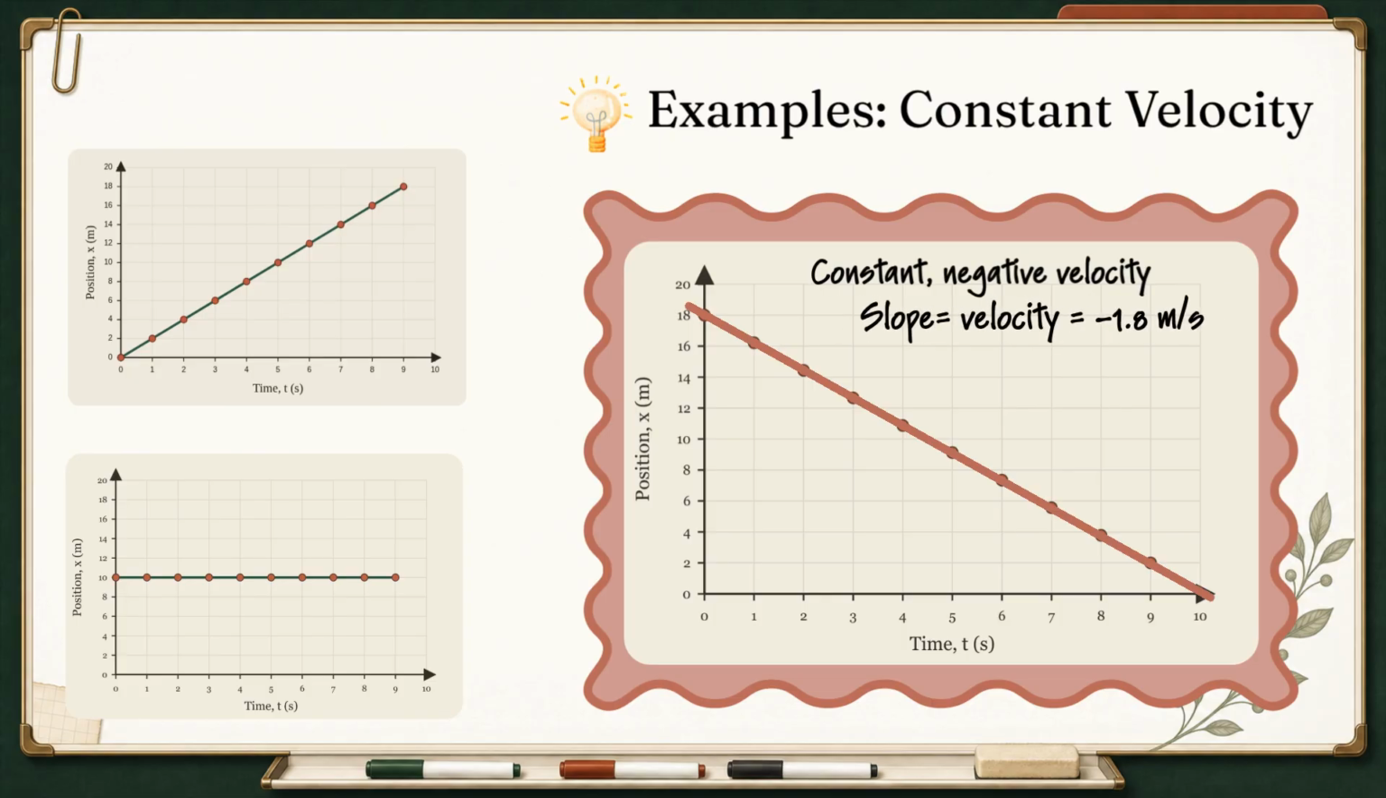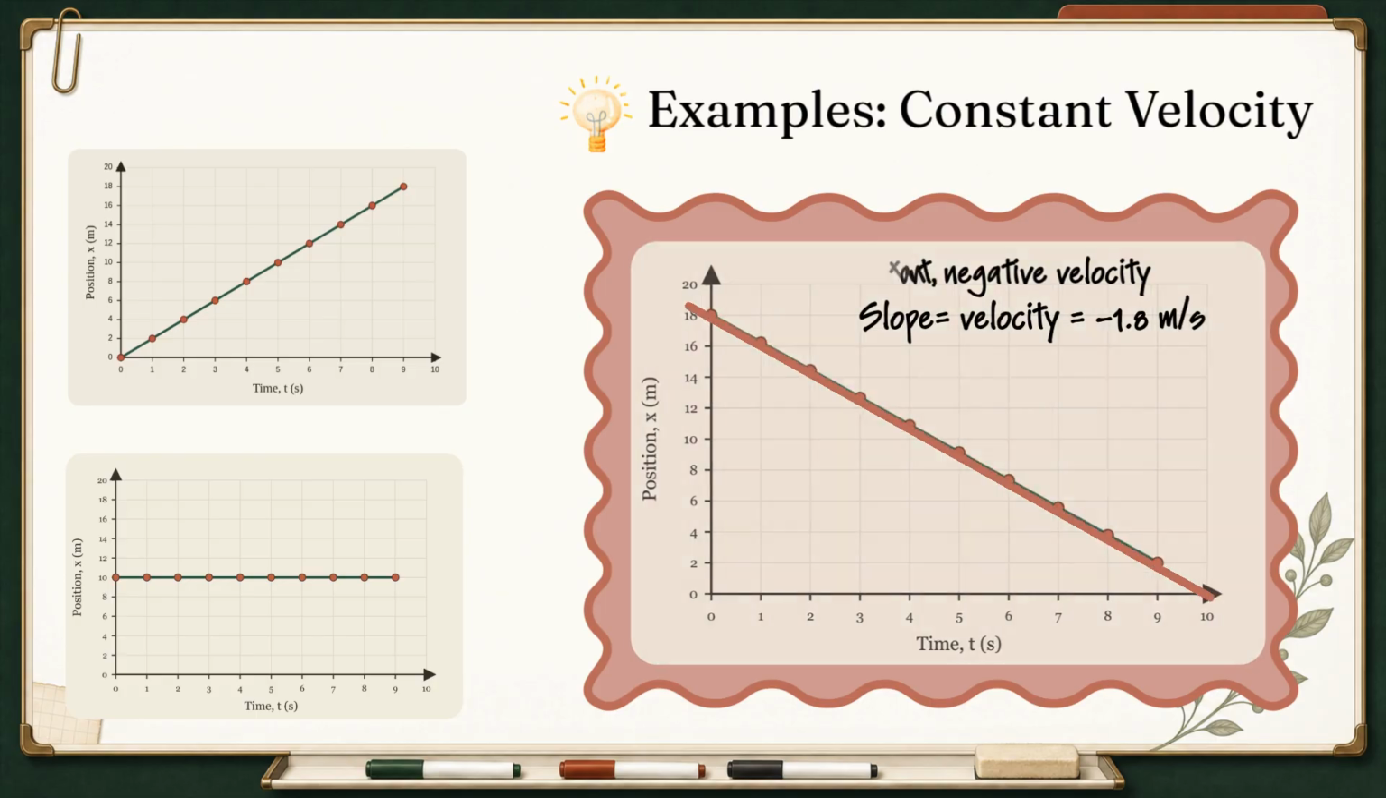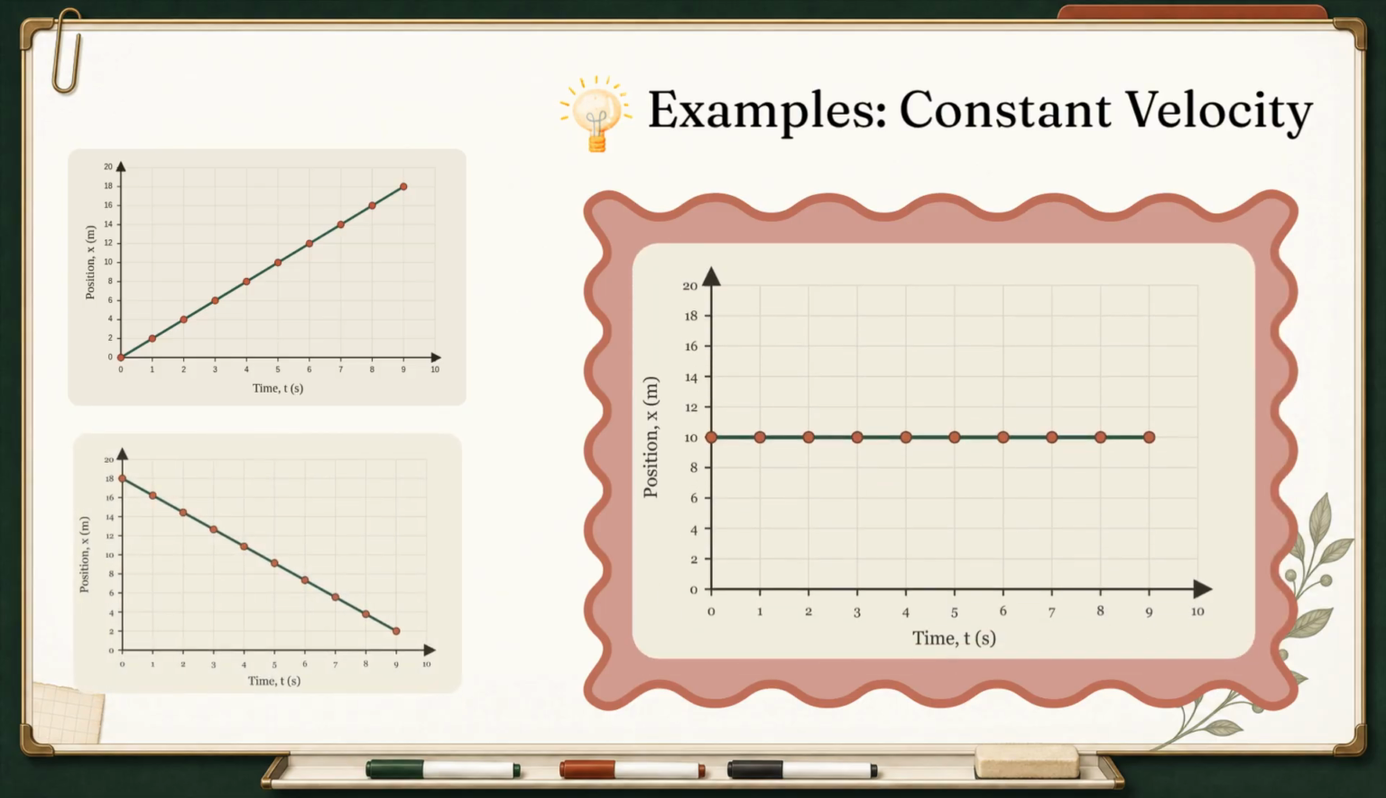So if we had numbers here, we might see something like a slope of negative 4 meters per second to indicate the magnitude and direction of velocity via the slope. In our last graph, we have this just straight line, but the slope is 0. So what does that tell us? We have the same position, no change in position over time. So this is an object that is just simply hanging out at rest.